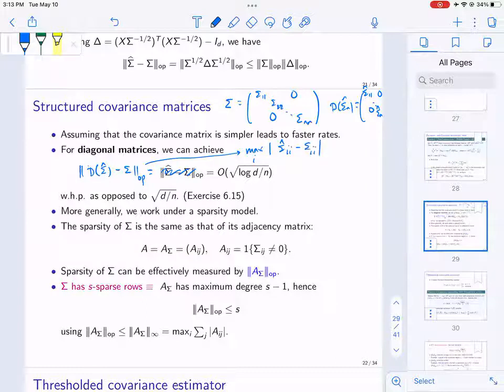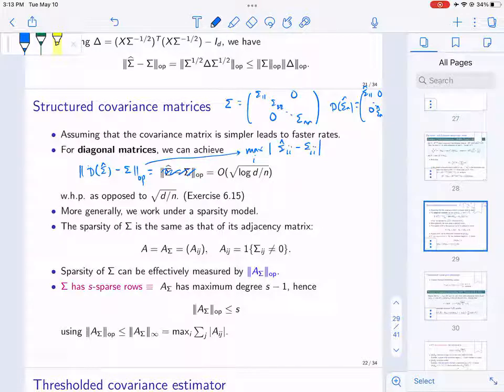Right. And you know that the maximum is related to the log d. So this is like the infinity norm of the diagonal entries. So it's not surprising that you get root log d. So this is a much better rate than this. So this is really high dimensional. But this is rather restrictive. But you can see how we can sort of extend it.